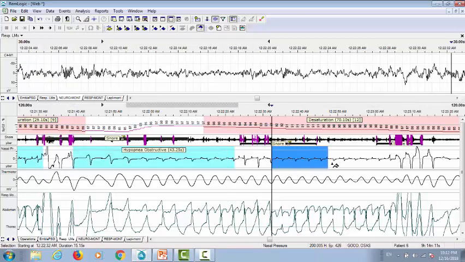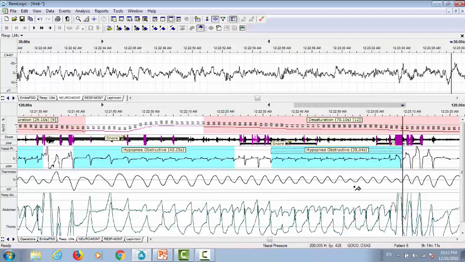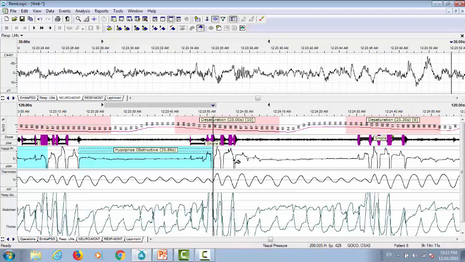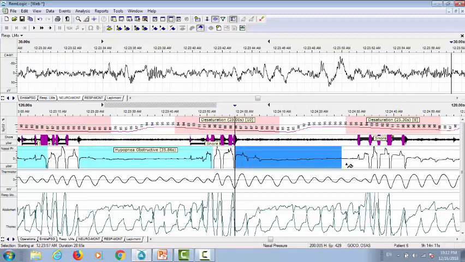We start another event from this point till we reach this previous baseline amplitude. These events are associated with significant desaturations. Another hypopnea associated with desaturation, and another hypopnea that is associated with desaturation.